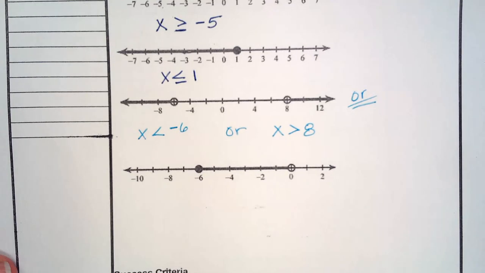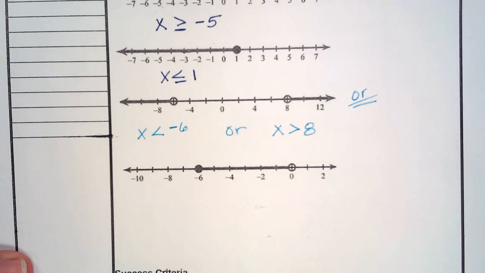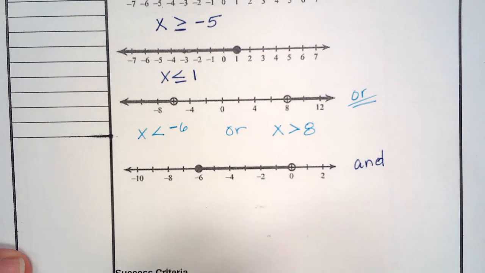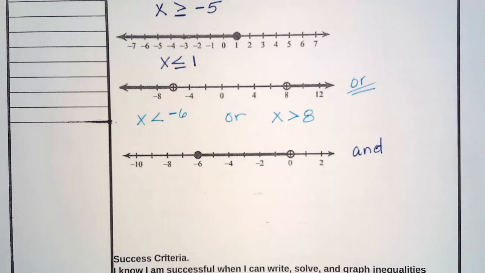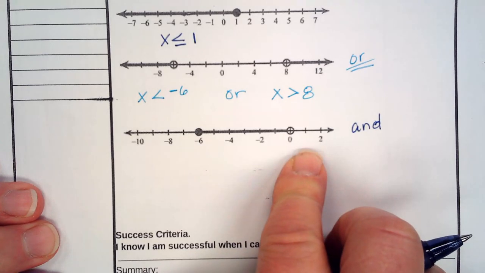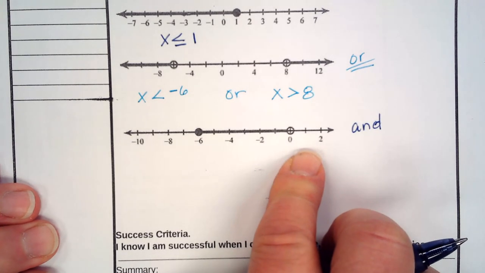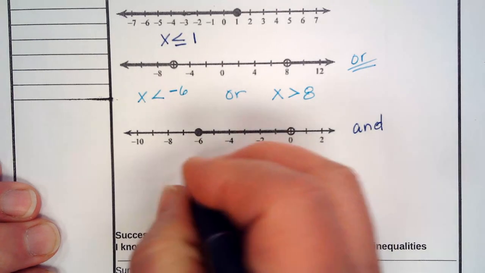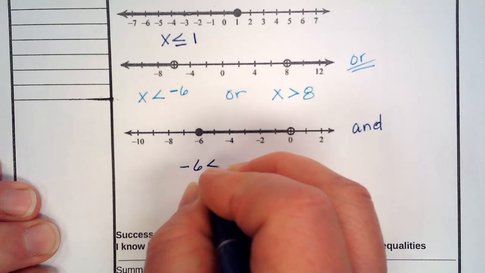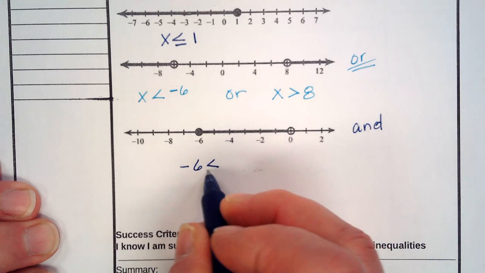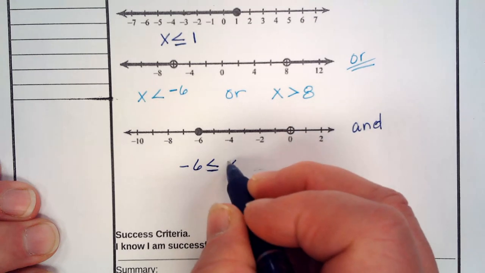What if the shading is on the inside? This is an and statement. Now there's two ways to write it. I prefer starting here and working this way and not having to write and in the middle. What is my smallest number? -6. It's less than. Is it also equal to? Yes, it's a filled in circle, so it's less than or equal to x.